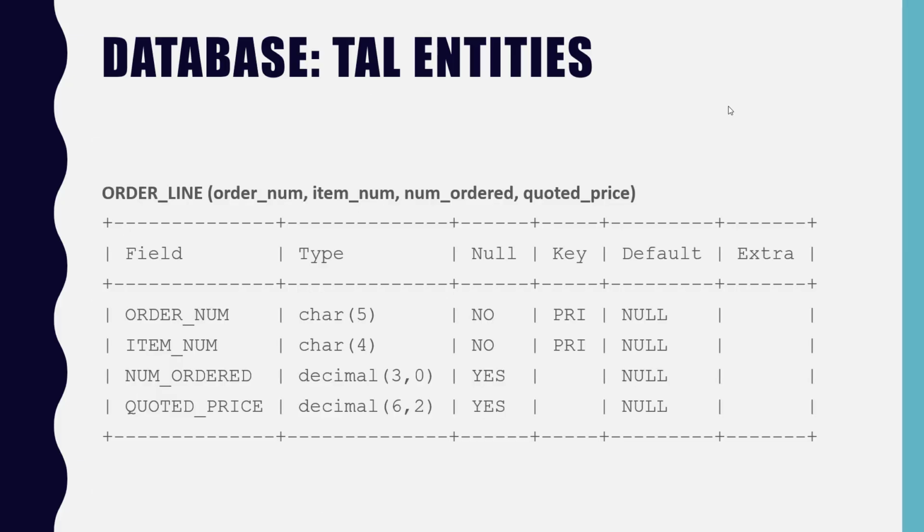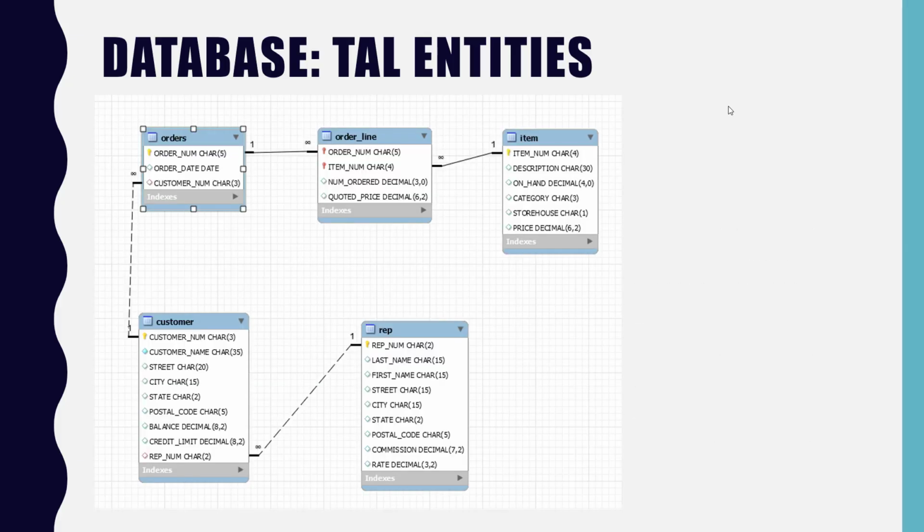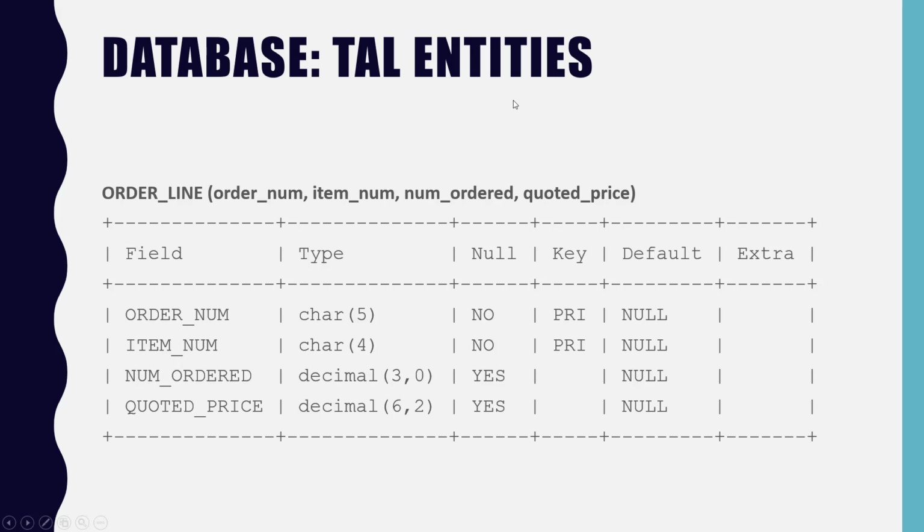So this table here, look at it. This is the order line table. If I come back to here, well, here's the order line table, and what do you see? It's the same things there, right? It's order num, and it's a char 5. Item num, and it's a char 4. Num order is a decimal 3, and then the quoted price is a decimal 6.2, right? That's exactly the same thing that we're saying right there. It's just a more graphic way to represent it, okay?